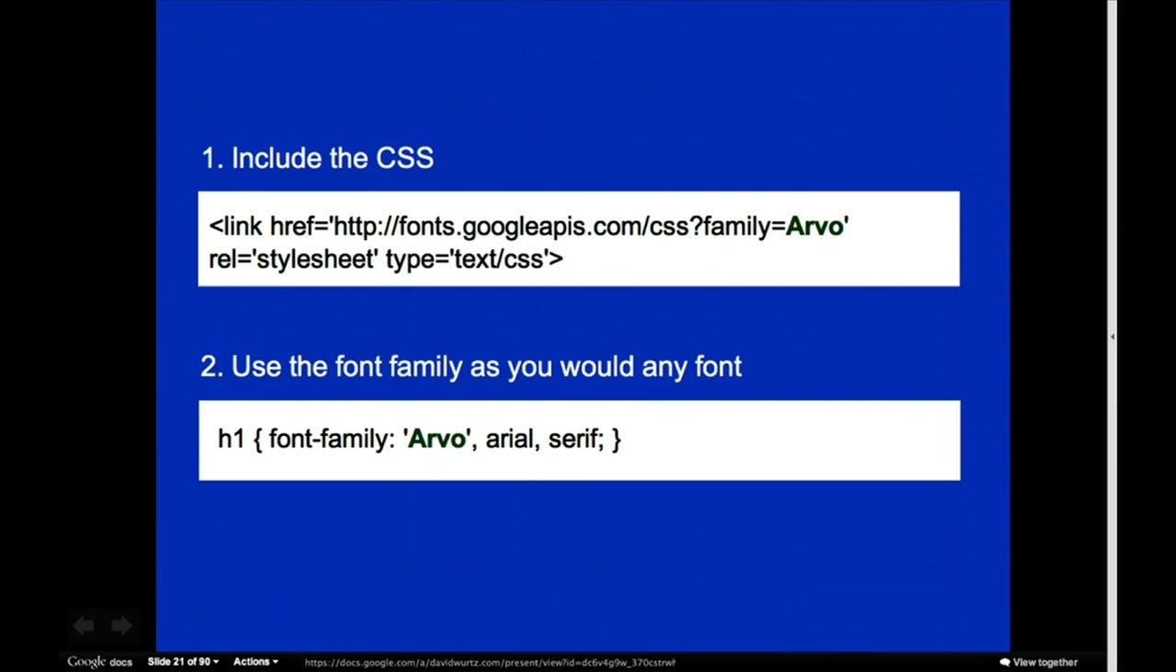The first thing you do is you include this special snippet in the header of your HTML document. Now in this case, we're requesting the Arvo font family. And then the second thing you do, this is the easy part, you just use the font as you would any other font. So in this case, we're using Arvo to style an H1 element, and we're using it right next to Arial and Serif. It's just that easy. There's no keys involved. There's no sign-up required. It's just copy and paste integration.